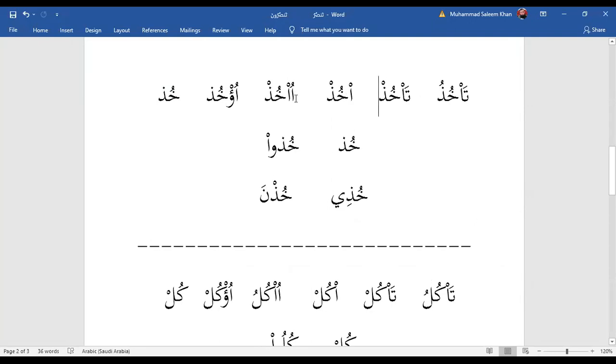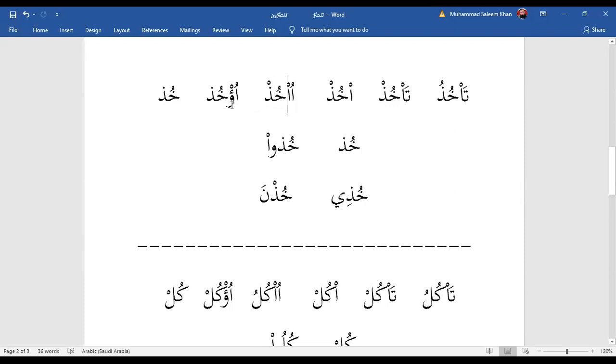Now we have to add hamzatul wasl. So we have added hamzatul wasl, and hamzatul wasl takes dhamma. Why does it take dhamma? Because of the second root letter, which has dhamma. Now we know that waw and dhamma are compatible, as they say that waw is the sister of dhamma. So that's why it's not possible to read it as ukhud.